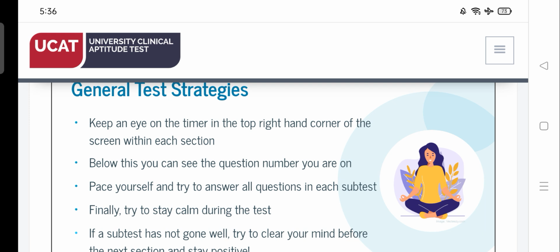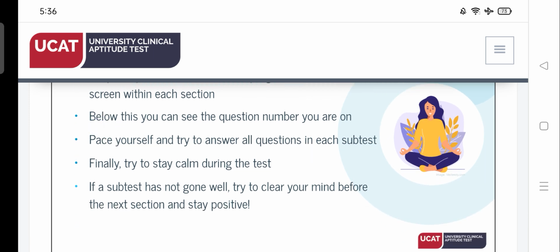Finally, try to stay calm during the test. No need to be nervous, no need to be intense. You just need to calm down during the test, so it will not make you more tense. Otherwise, if you feel nervous or tense during the test, you can lose marks in these questions.